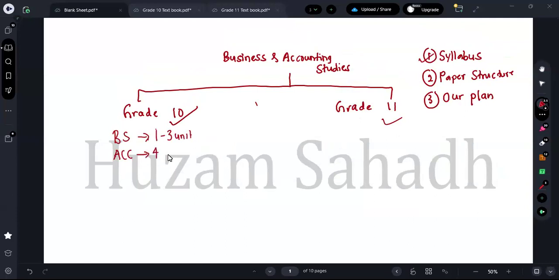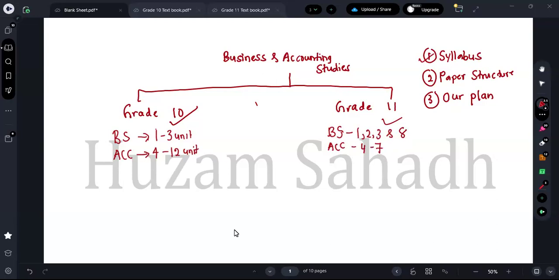And from the fourth unit until the 12th unit in grade 10 we have accounting. And in grade 11 also we have business studies and accounting. So the business studies units are 1 to 3 and the 8th unit, whereas 4 to 7 are subjects connected to accounting.